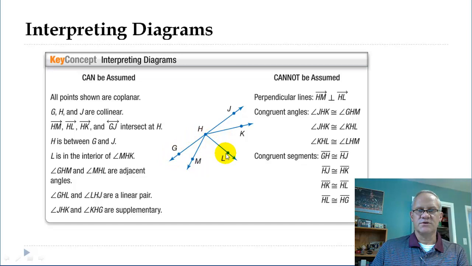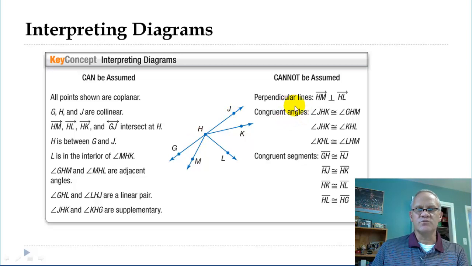GHL is this angle, and LHJ, they make a linear pair. Again, if this is a straight line and these look like they're adjacent, then this makes a linear pair. And of course, JHK and KHG, kind of a similar thing there. They're supplementary. That means they also make a linear pair and they're supplementary.